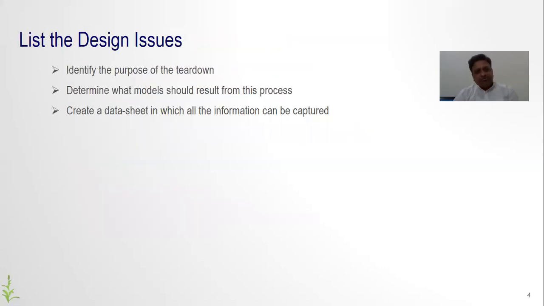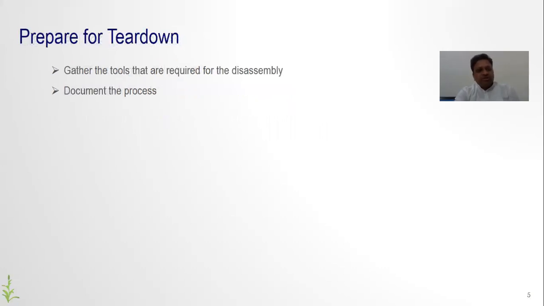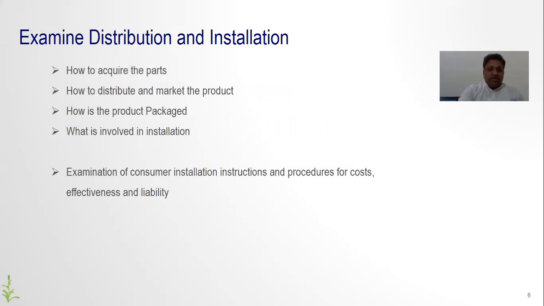List the design issues. Identify the purpose of the teardown. Determine what model should result from this process. Create a data sheet in which all the information can be captured. For preparation, gather the tools that are required for disassembly and document the process. Examine distribution and installation: how to acquire the parts, how to distribute and market the product, how the product is packaged, what is involved in installation, and examination of consumer installation instructions and procedures for cost, effectiveness and liability.